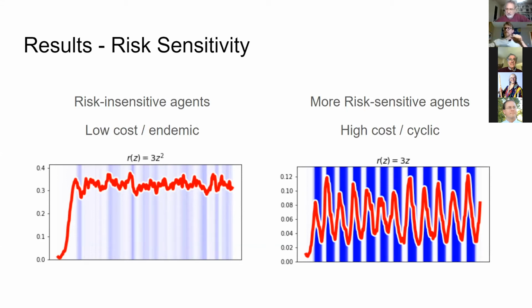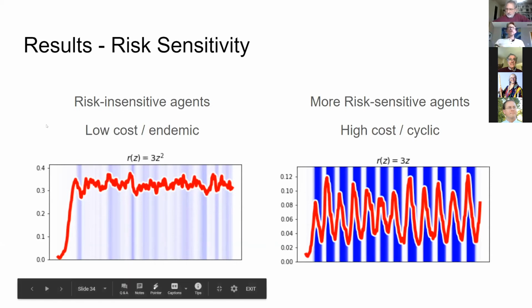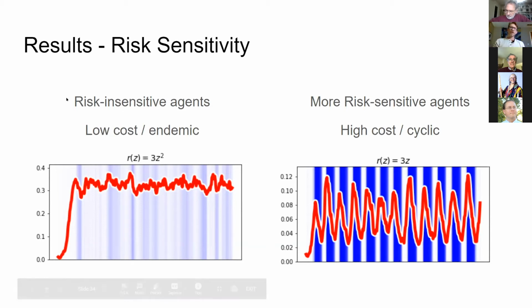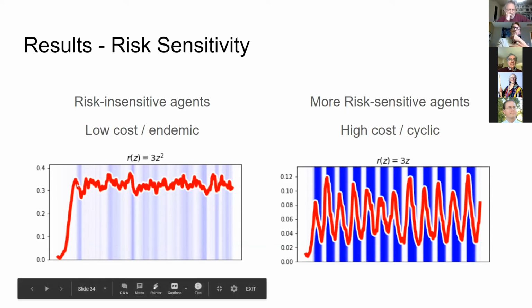All right. So first we'll look at a little bit of the effects of risk sensitivity. So risk insensitive agents, whenever we used this function here as our risk perception, led to a situation where there was very low cost in terms of official intervention, government intervention. However, the disease did spike up, and then it maintained sort of an endemic level here.